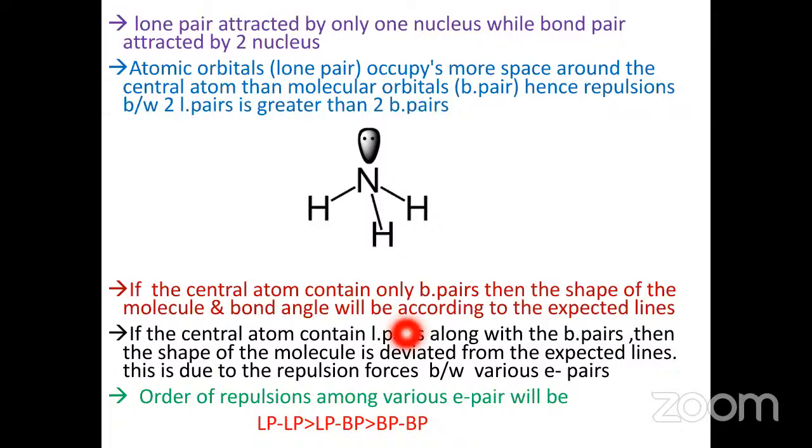Next, the order of repulsions among the electron pairs. This point is most important, so remember it. Lone pair-lone pair repulsion is greater than lone pair-bond pair repulsion. Lone pair-bond pair repulsion is greater than bond pair-bond pair repulsion.